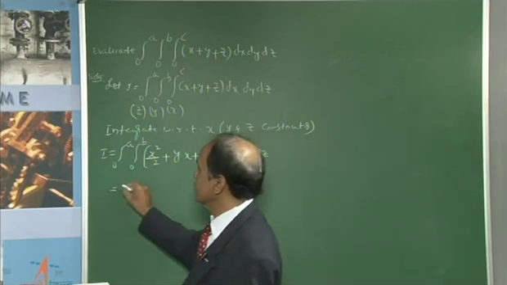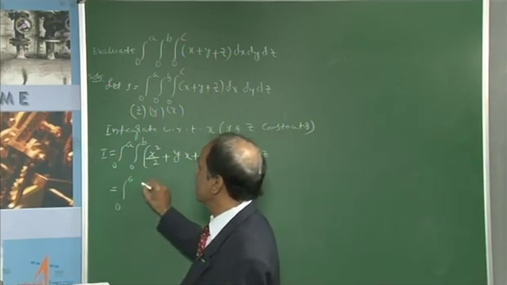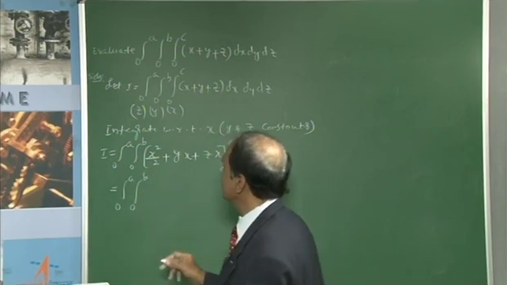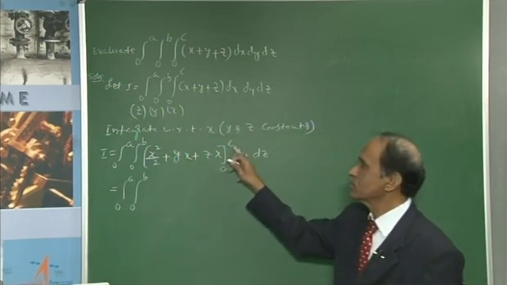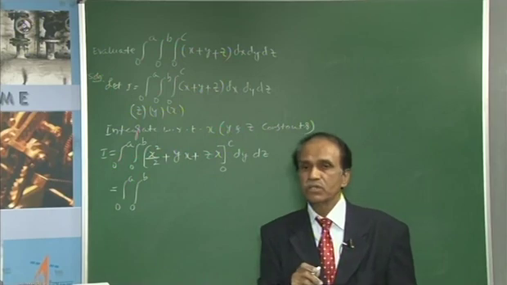Then this is equal to 0 to a, 0 to b, you are going to replace x equal to the upper limit and x equal to the lower limit.